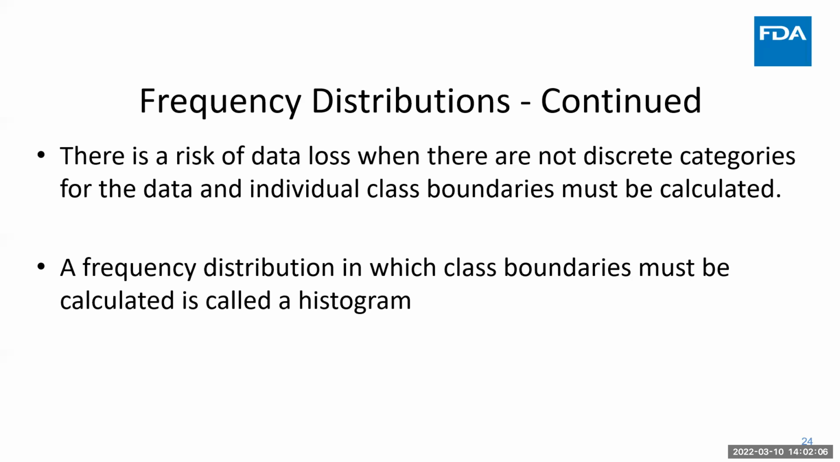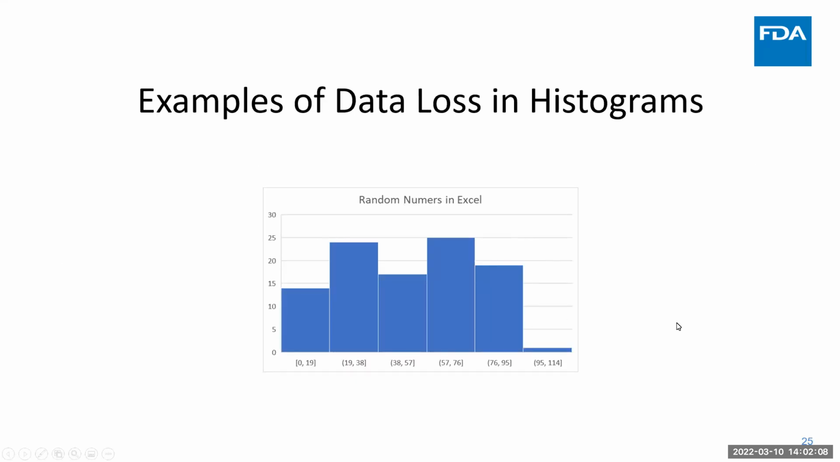Next slide. Here's an example of data loss. To generate this histogram, I had Excel generate a list of 100 random numbers from 0 to 100. And Excel created a histogram based upon 6 subgroups, which is a good number of subgroups. But the cut points between the subgroups do not provide an accurate picture of how this data is distributed.